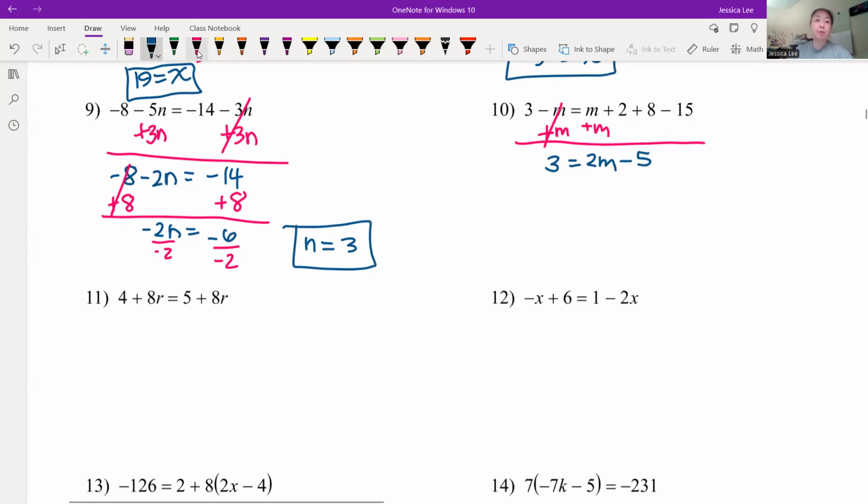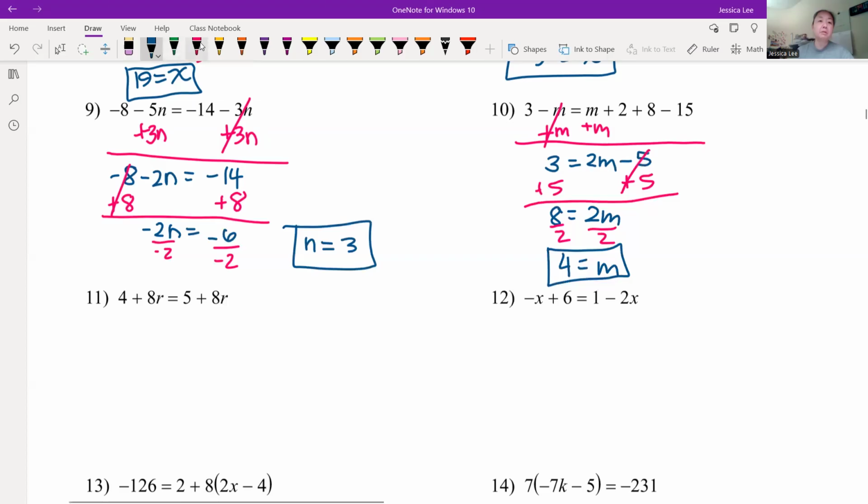Okay, again, now it boils down to a two-step equation. I got this on the m side. I got this -5, so I'm going to add 5 on both sides. And I have 8 is equal to 2m. And how do we get rid of that 2? We're going to divide by 2. And we get 4 is equal to m, or m is equal to 4.